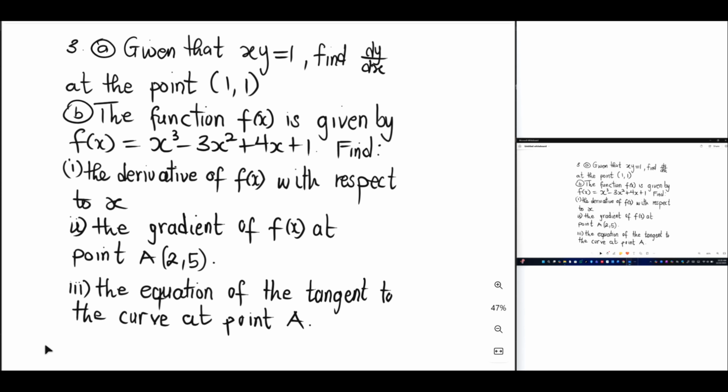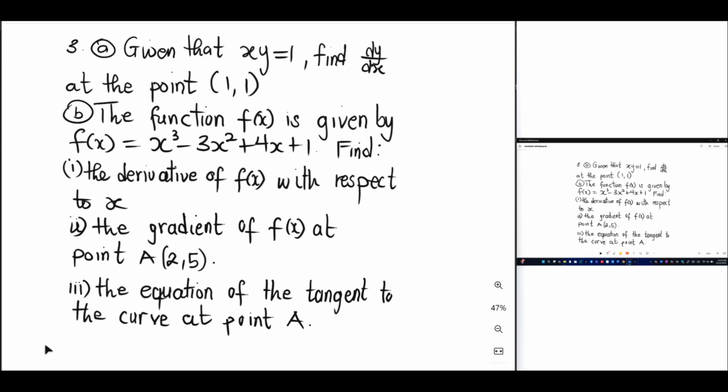We have our third question on application of differentiation in relation to normal and tangent to a given curve. All right, so we have our third question here. Let us start with 3a.